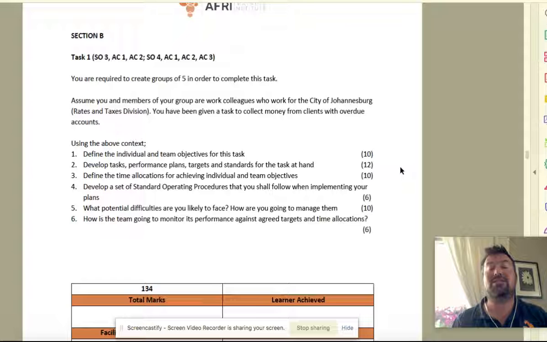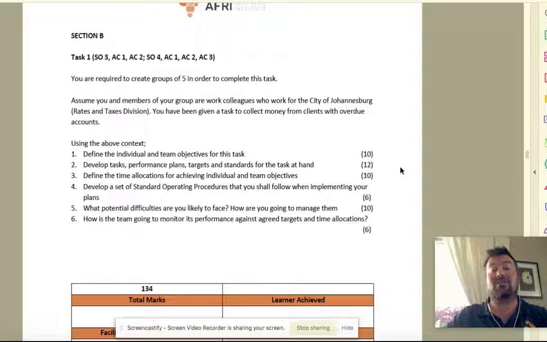Then develop a set of standard operating procedures that you will follow when implementing your plan. So this is something that you could divide up. Think about what SOPs would need to be developed, and maybe each one of you can take one SOP and flesh it out and then put it together.